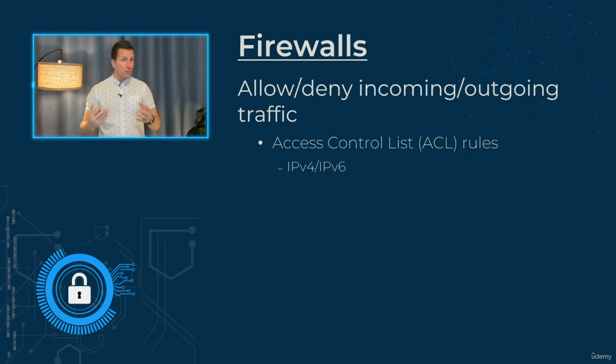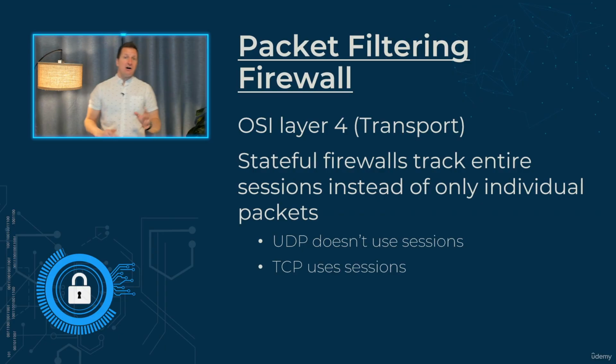Now it consists of rules which are called Access Control List or ACL rules. And they can look at things like IPv4 and IPv6 addresses and much more, which we'll talk about right now. Let's start by talking about a packet filtering firewall. This applies to OSI Layer 4.